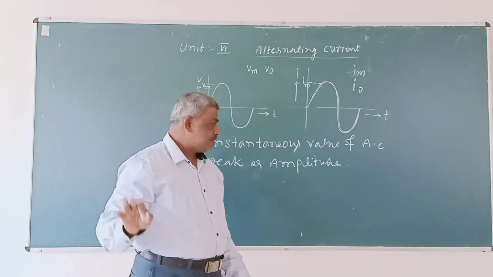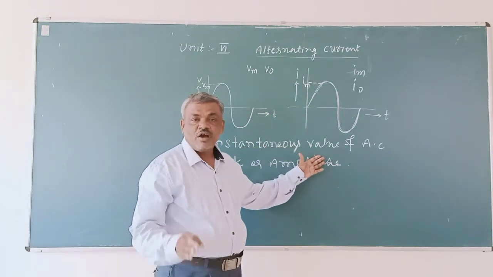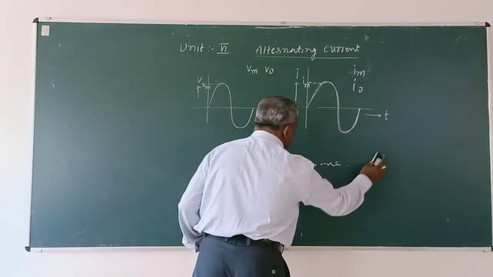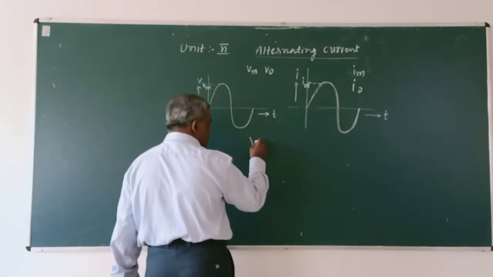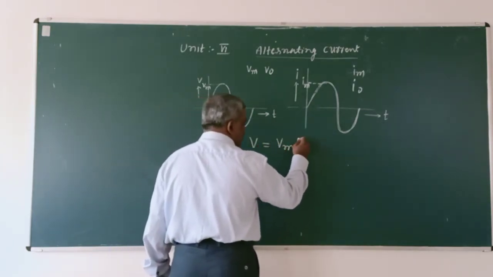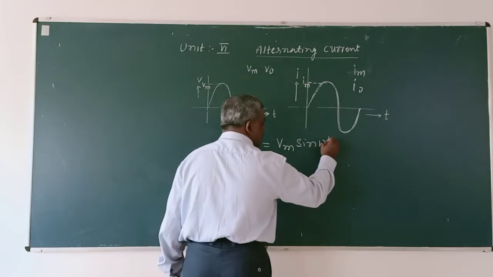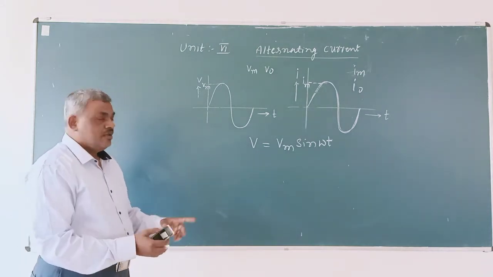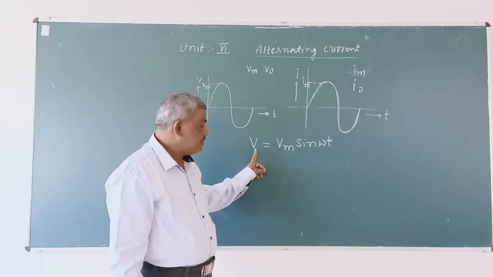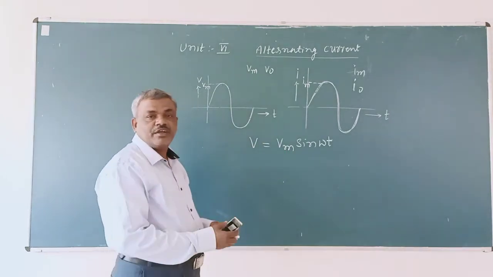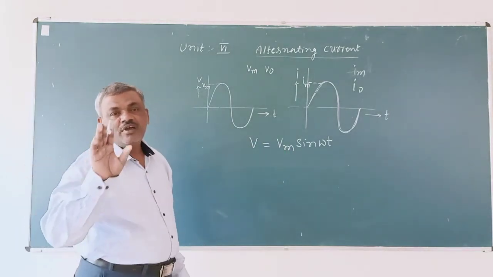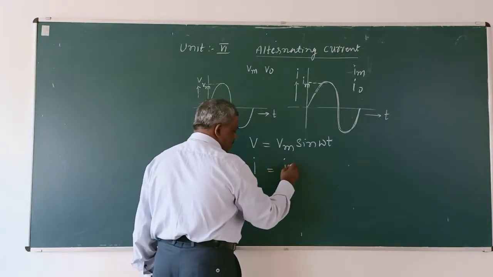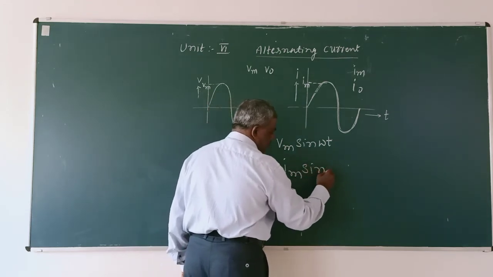After this, write the expression for instantaneous value of alternating voltage and current. The two important mathematical relations: first, V equals Vm sin omega t. Write the expression for instantaneous value of alternating voltage: V equals Vm sin omega t. Write the expression for instantaneous value of alternating current: I equals Im sin omega t.